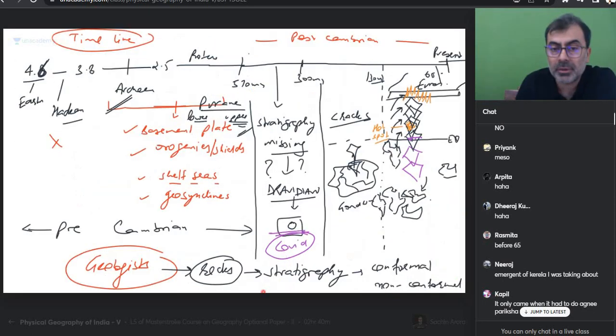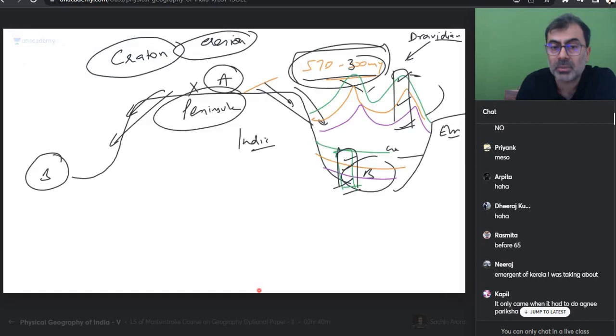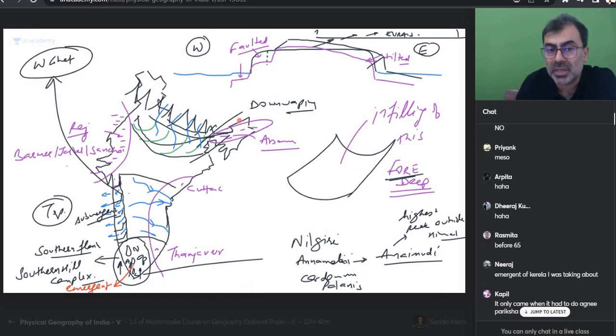Now what is happening is its left part, the west part of it, the western flank. Remember, there is north, south, east, west. In the west flank, it bent here and broke. Is everyone okay?